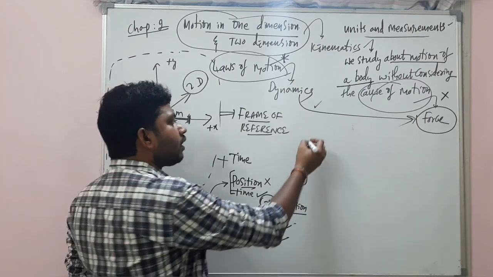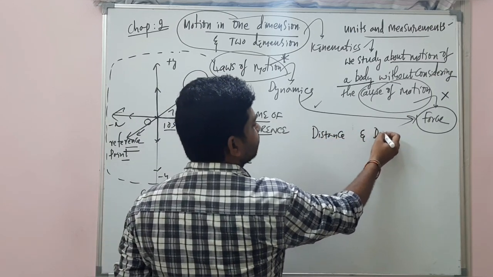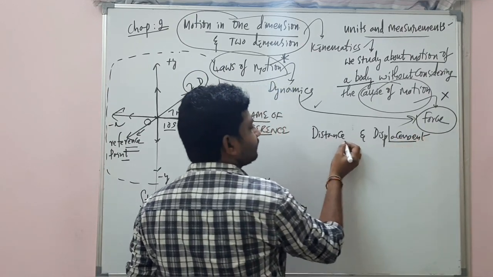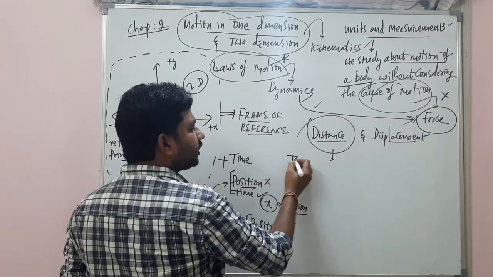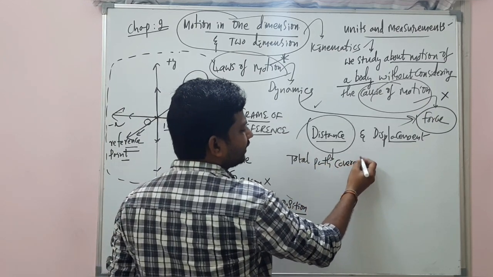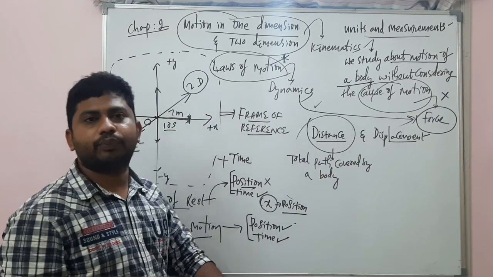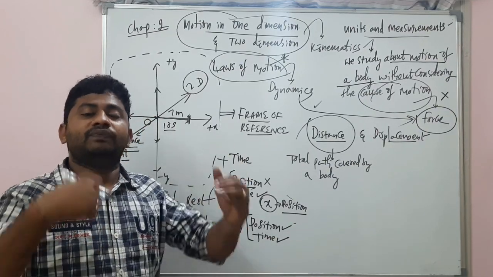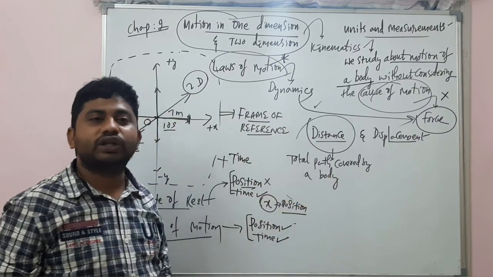Now, distance and displacement. What is distance here? Distance is the total path covered by a body. Irrespective of the initial point and the final point, wherever they may be, they may be at the same place or they may not be at the same place, the total path covered by a body is called distance.